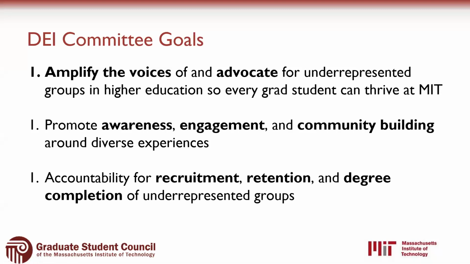So the DEI committee has 3 main goals that we present to the university. The first is that we try to amplify the voices of and really help advocate for underrepresented groups in higher education and academia. We basically want it so that every graduate student can really thrive here at MIT. And part of the way we do this is we help to promote awareness, engagement, and community building around diverse experiences. And this can be through collaborations with student groups on campus, as well as with different departments. And lastly, we really want to hold both MIT, the institution, as well as the Graduate Student Council accountable for the recruitment, retention, and degree completion of underrepresented graduate students.